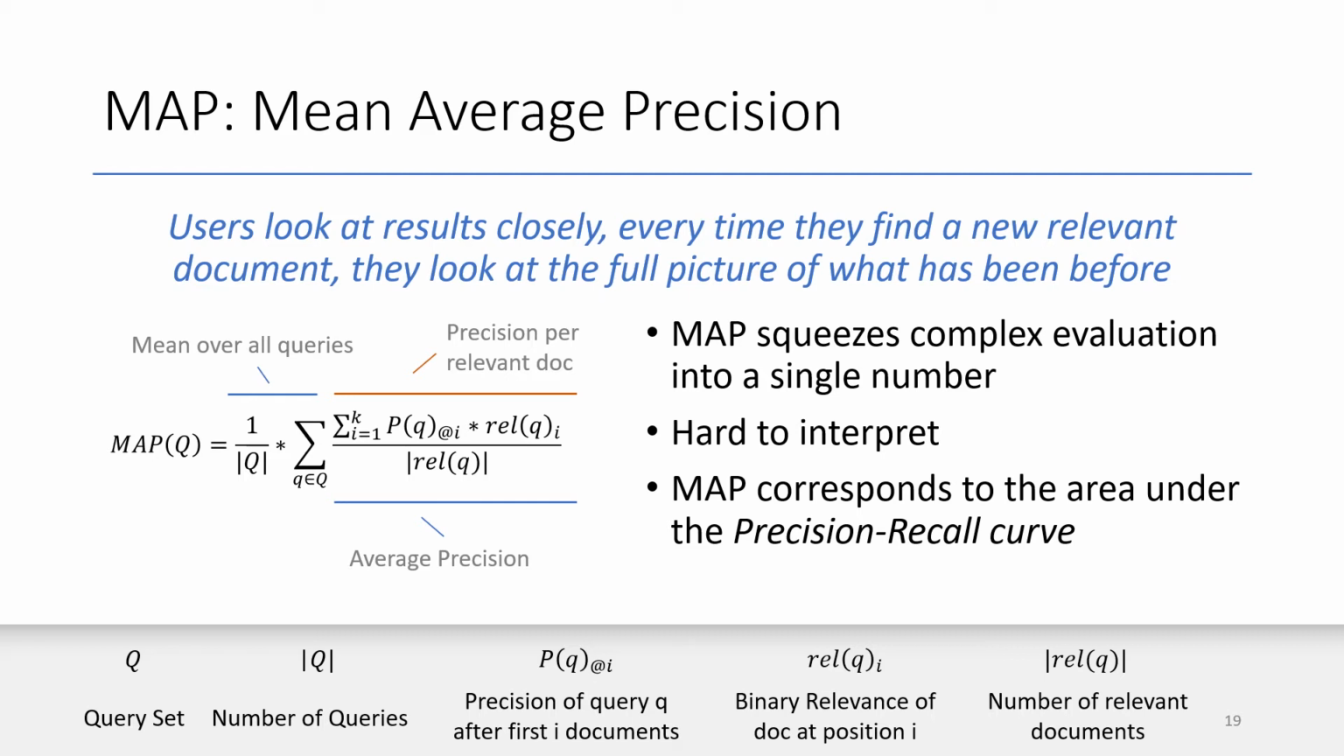So MAP is hard to interpret, right? Because it does a lot of things. And it also corresponds to the area under the precision recall curve, which is a visual tool to highlight the relationship between the precision and the recall measure. So you can look that up if it interests you.